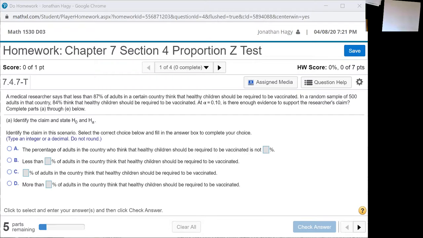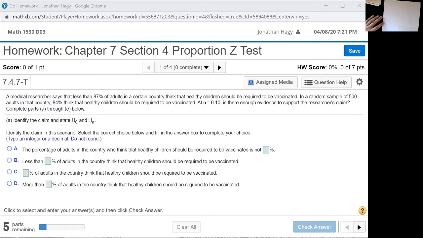Okay, let's look at an example of hypothesis test for proportion from the homework. Let's do an example using the critical value method. We have this medical researcher who says that less than 87% of adults think healthy children should be vaccinated. In a random sample of 500 adults, 84% think the healthy children should be vaccinated. At the 0.1 level, is there enough evidence to support the researcher's claim?